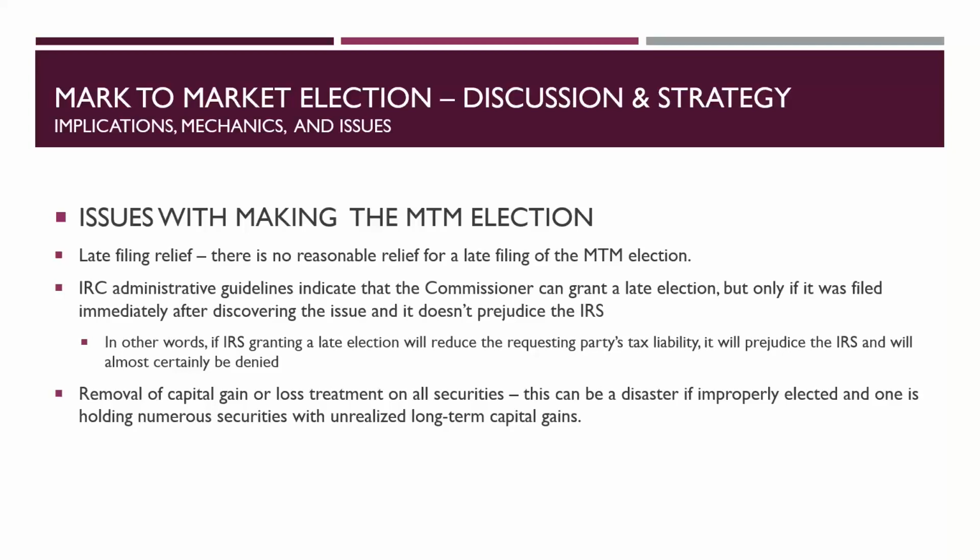There are guidelines regarding how the Internal Revenue Commissioner can grant a late election, but it will only be granted if the person discovers the issue, then immediately files it, and it doesn't prejudice the IRS. Prejudicing the IRS is, again, a term of art in private letter rulings, Internal Revenue Code sections and IRS guidance that's been debated and litigated for many, many years. But generally speaking, prejudicing the IRS means that if you're going to lower the taxes that are due to the IRS, then it prejudices the IRS.